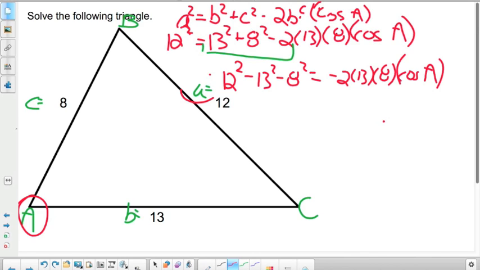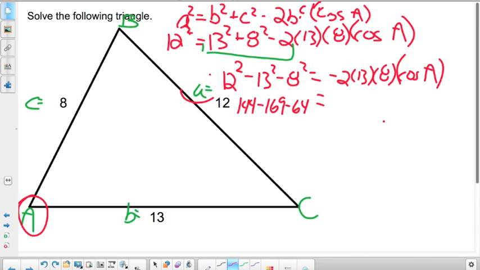I did not bring anything to the other side. I subtracted 13 squared and 8 squared from both sides. So on this side they cancel to 0, and I'm just left with minus 2 times 13 times 8 times the cos of A on the right hand side. On the left hand side, now I want to start working things out. 12 squared is 144, minus 169 minus 64.